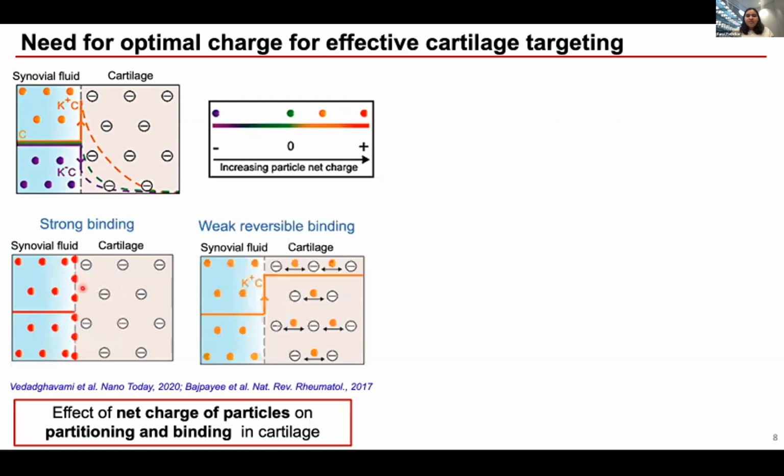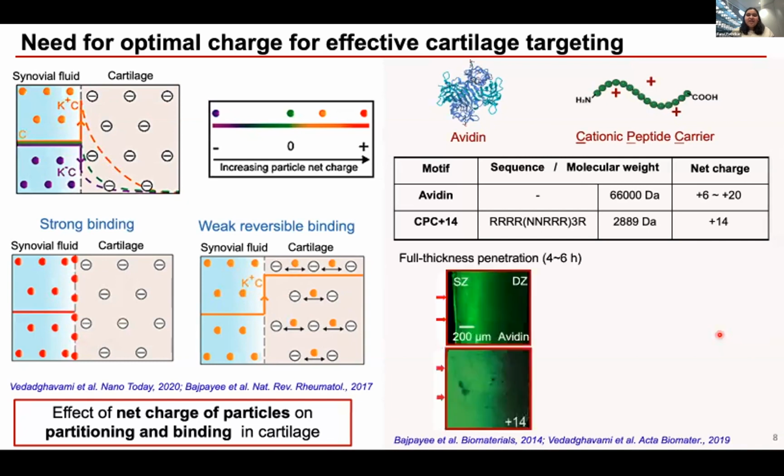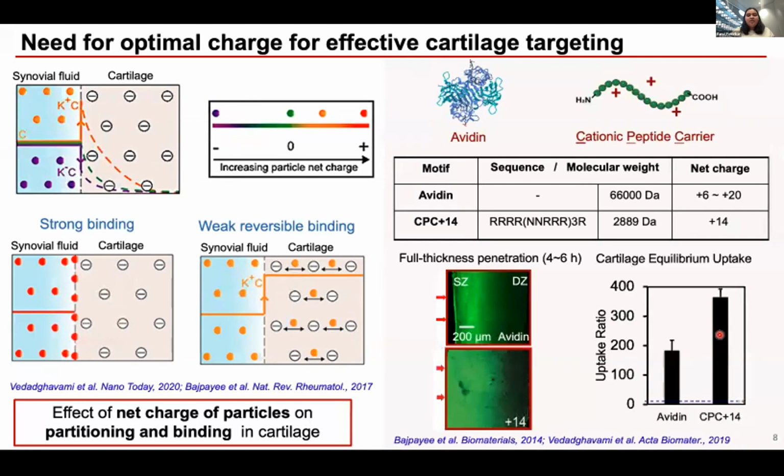The net positive charge of the carrier has to be optimized in such a way that it enables weak reversible binding interactions for delivery to the deep zones of cartilage tissue. Our lab has designed cartilage targeting optimally charged cationic motifs such as avidin and cationic peptide carriers, or CPCs, which, due to their optimal size and net charge, can penetrate through the full thickness of cartilage tissue within 4 to 6 hours and result in 200 to 400 times higher intracartilage uptake compared to their neutral counterpart. We will use these motifs for reversing the charge on the exosome surface.